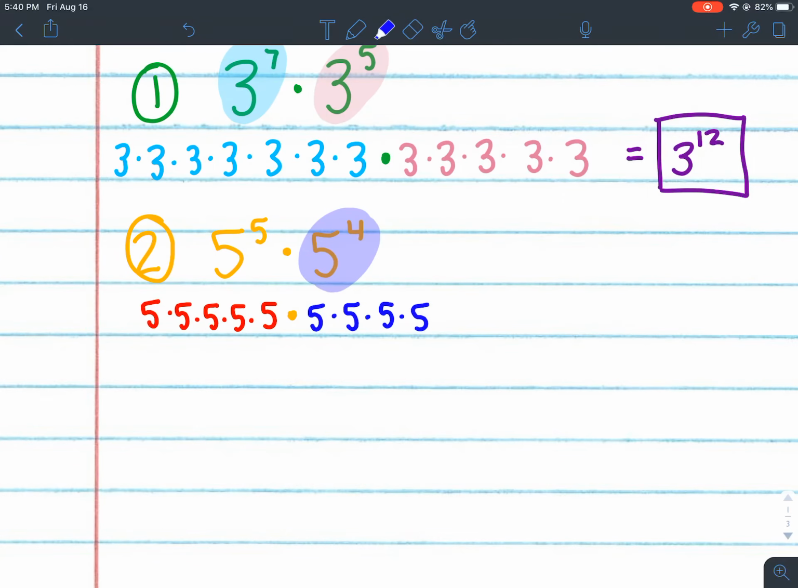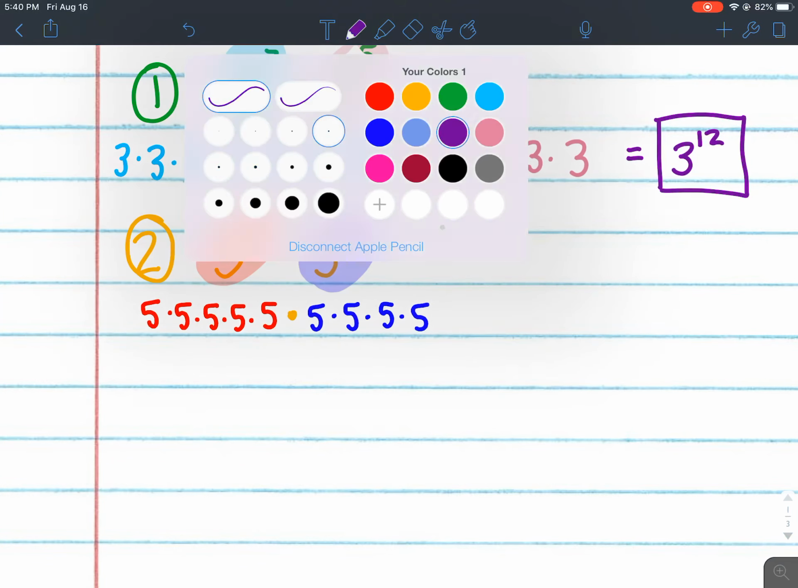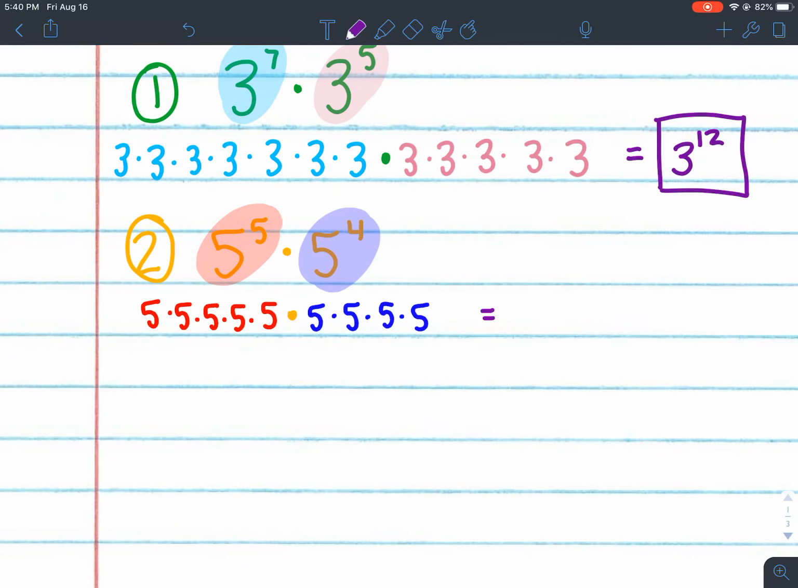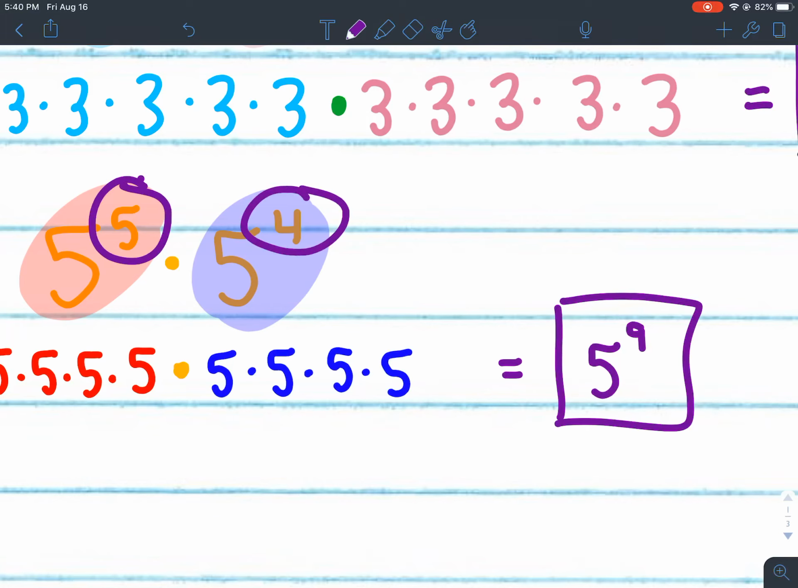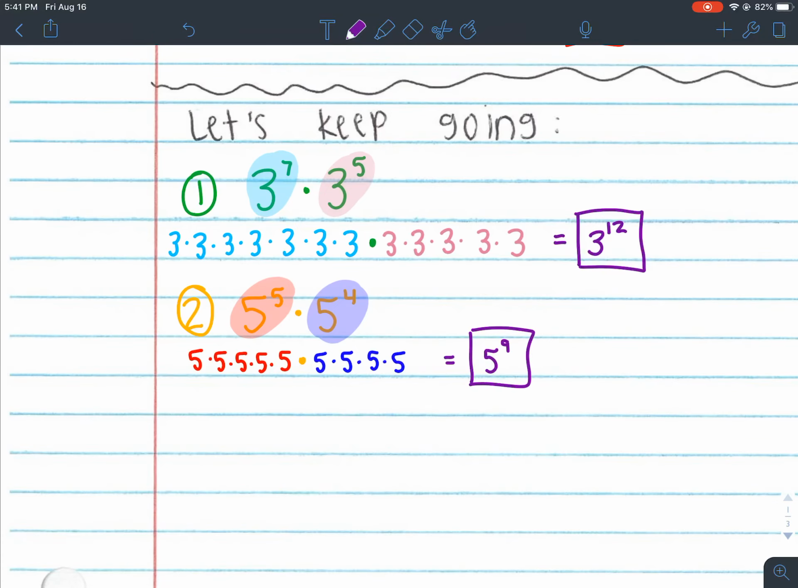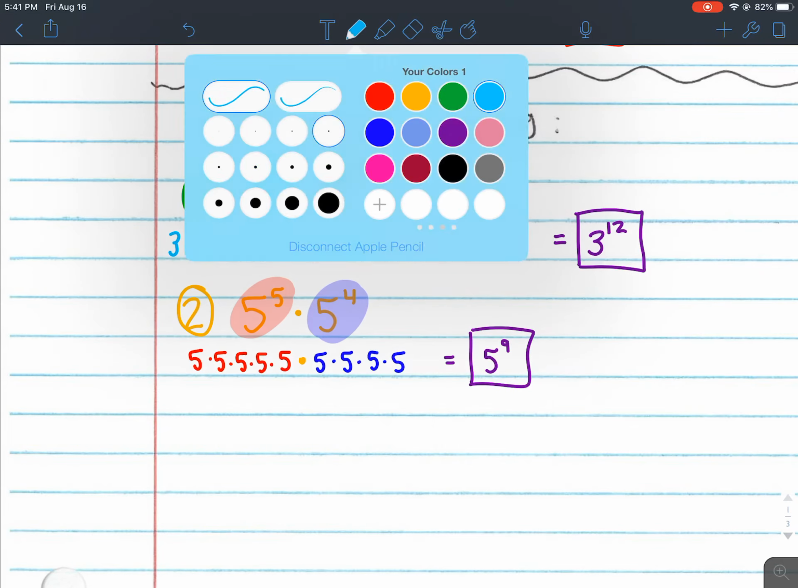Go ahead and highlight those so you can see that a little bit better where those came from. Okay, well here, what is that? Well, I have 5 times itself 5 times, 5 times itself 4 times, so I really have 5 times itself how many times? 9 times. Now remember, if we use the shortcut, we can just take 5 plus 4, and then we get 9. Okay, so that is the shortcut. You just add the exponents, and that only works if the bases are the same.